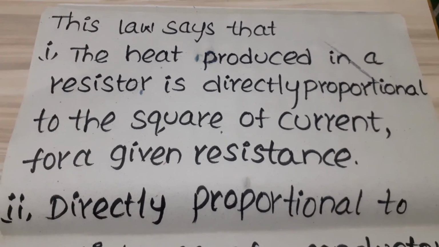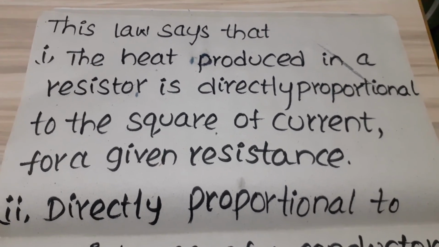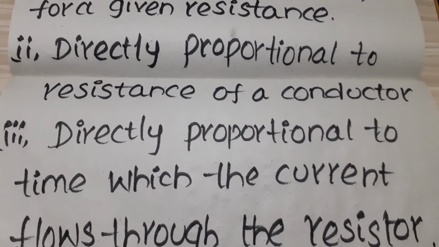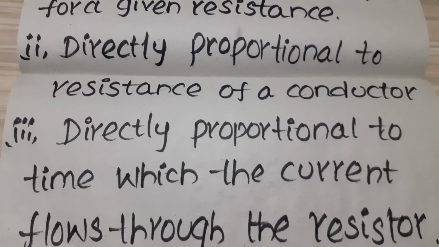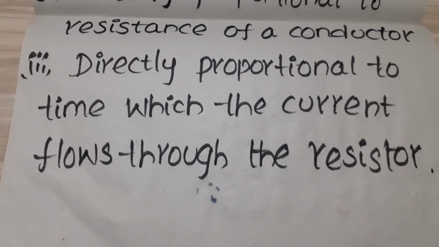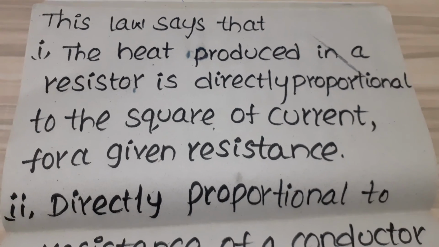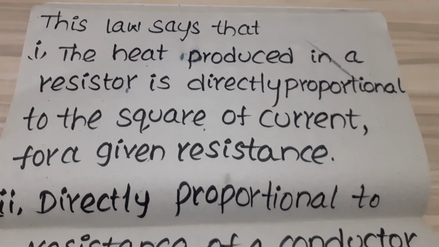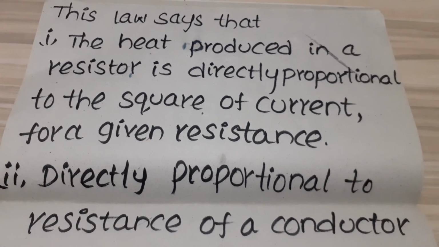First point, the heat produced in a resistor is directly proportional to the square of the current for a given resistor. Second point, heat is directly proportional to the resistance of a conductor. Third point, heat is directly proportional to the time for which current flows through the resistor. So these are all the laws of Joule's law of heating we have discussed in this lecture. Thank you.